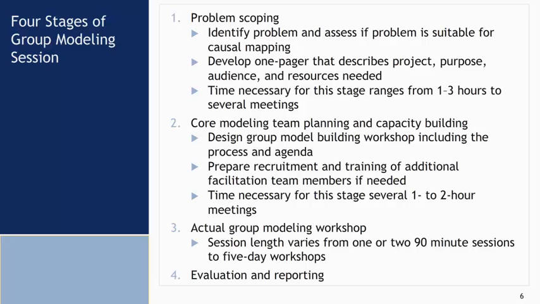We think of a group modeling session as having 4 stages. And in fact, only one of these stages is the actual causal mapping workshop. The other stages are there to prepare and evaluate the causal mapping workshop. We first begin with a problem scoping. In the problem scoping phase, we have to identify and define the problem and to assess if it is suitable for causal mapping. Then we develop a one-pager that succinctly describes the project, the purpose, the audience, and the resources needed. This step can take anywhere from 1 to 3 hours or several meetings.